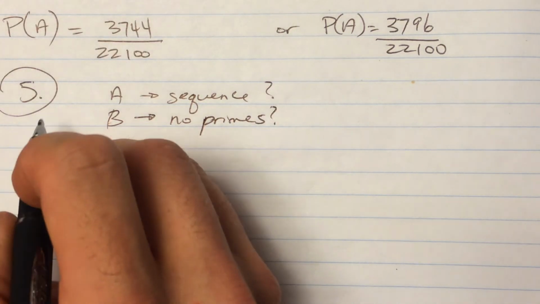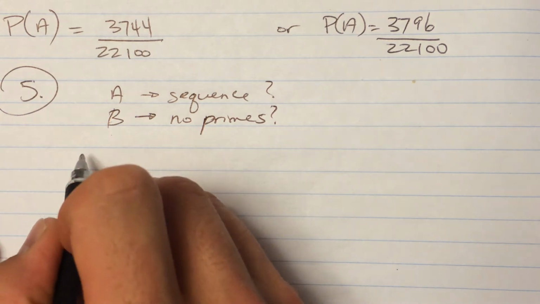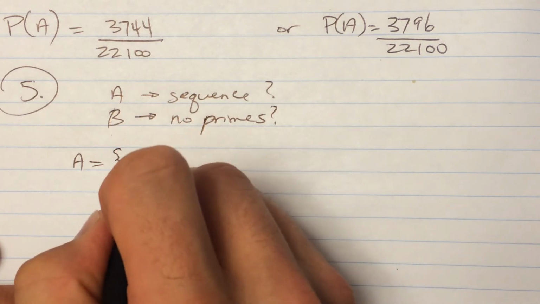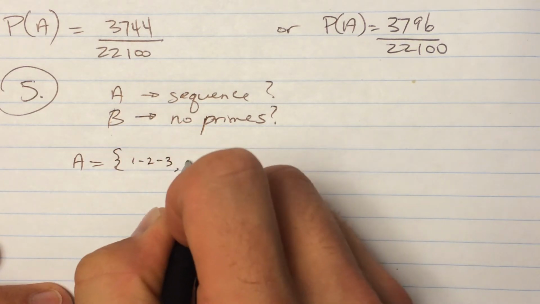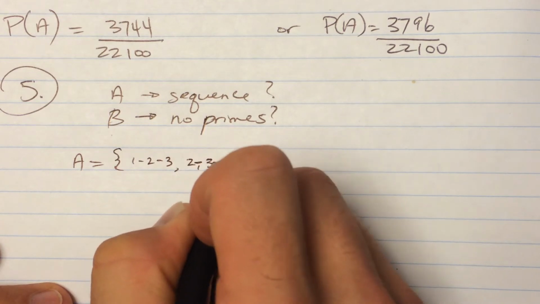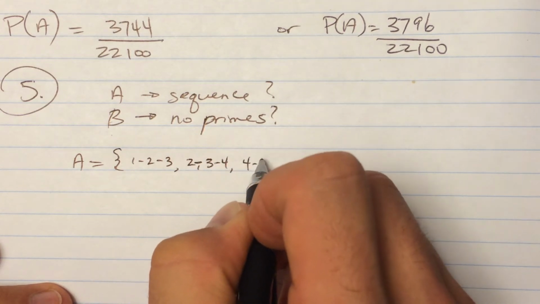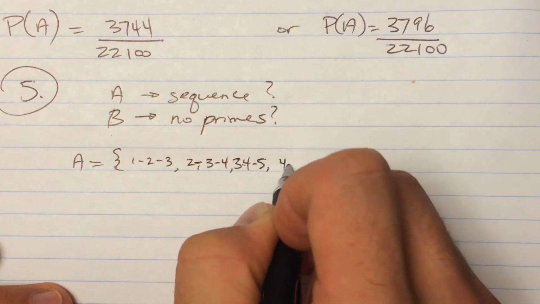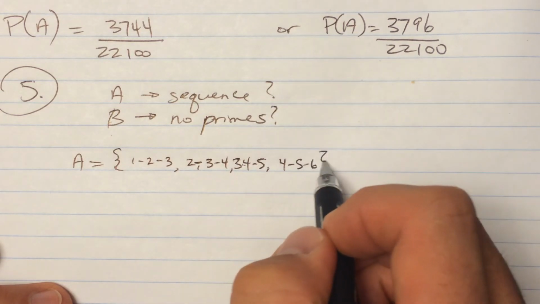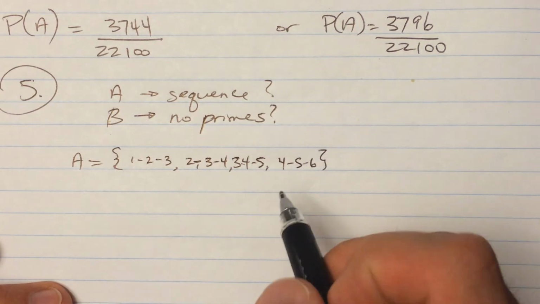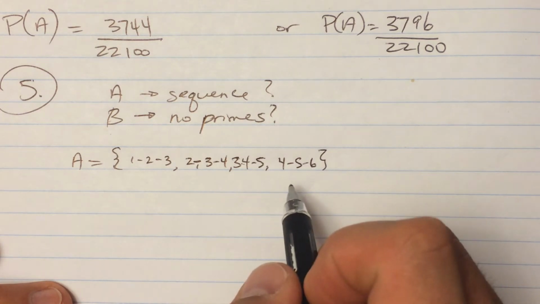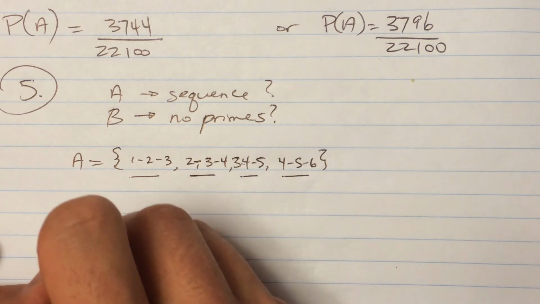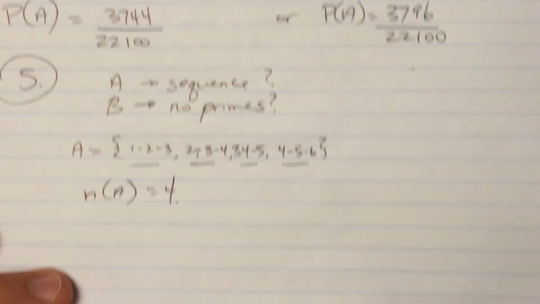So let's look at what each of these is. The nice thing about event A is we can actually list all of the outcomes. A is simply this set. We can get 1, 2, 3, or 2, 3, 4, sorry, I'm missing one here, 3, 4, 5, or 4, 5, 6. And I explicitly said that you can't have things like 2, 4, 5. You can't skip any numbers. So there are only 4 different outcomes. So the size of set A is 4.